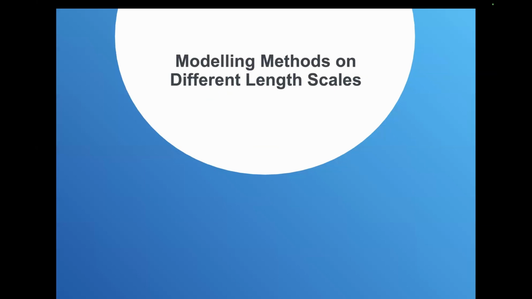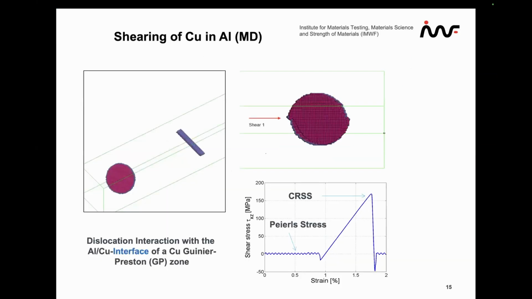Now, the methods are therefore in the foreground because you need them to understand on each scale what is going on and how the phenomena can be followed. Here should be a movie running. Here, a dislocation interaction with the aluminum copper interface of a copper Guinier-Preston zone is shown.